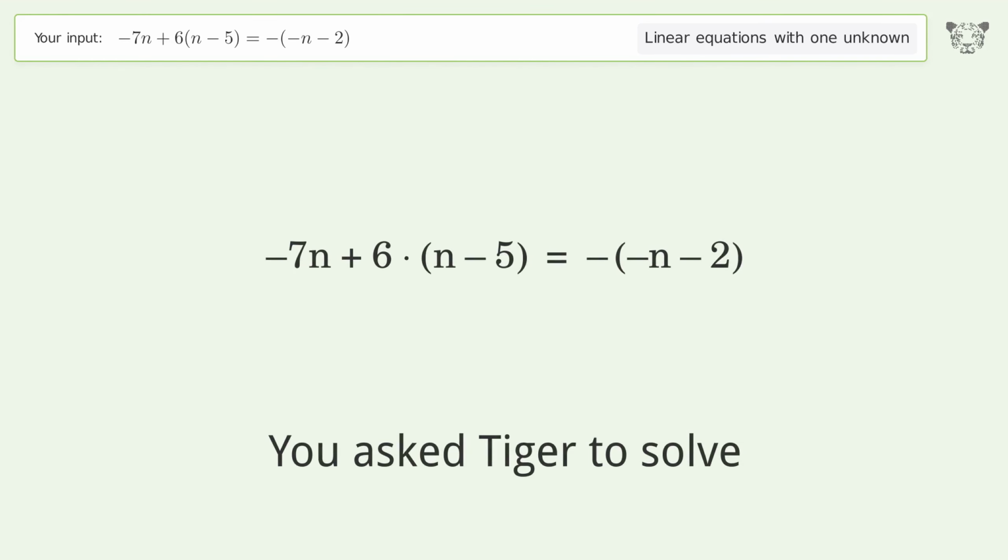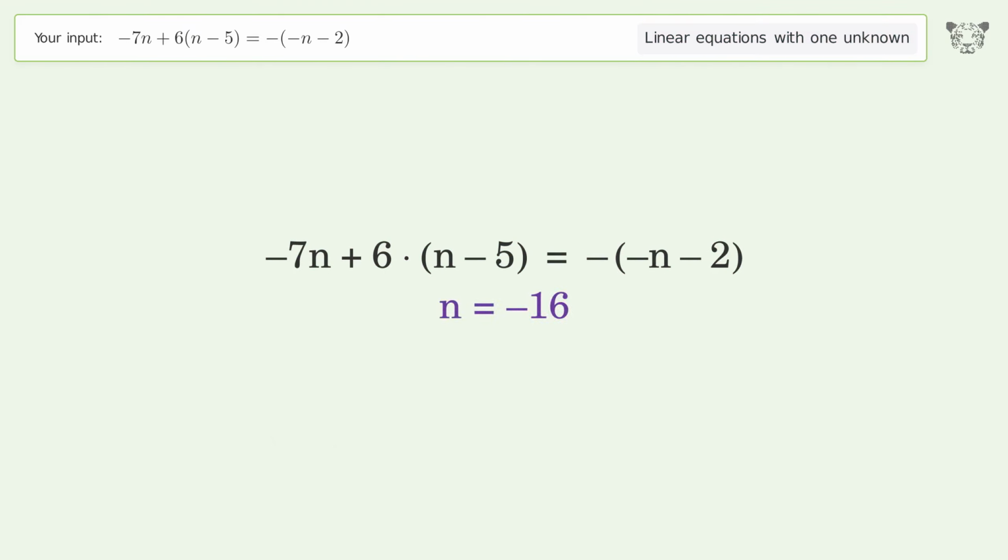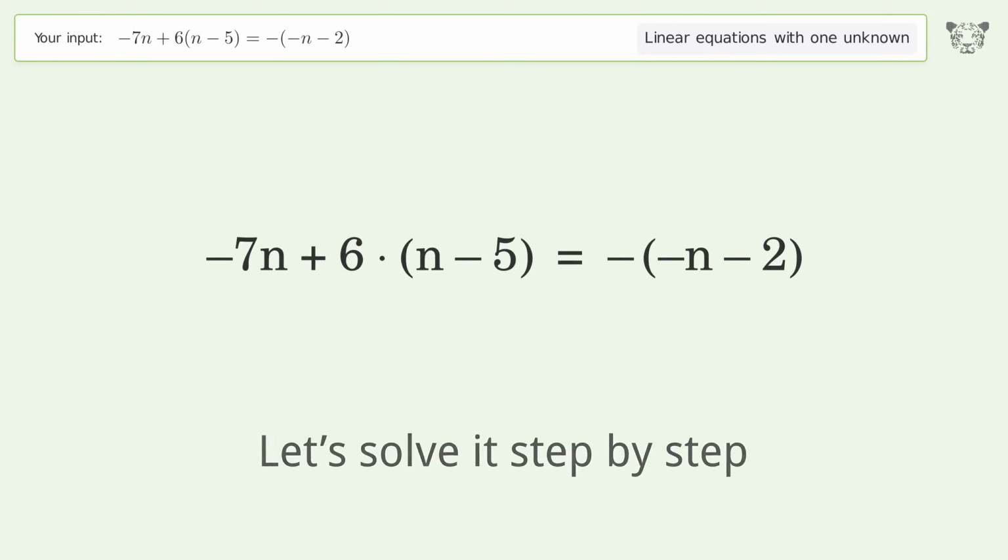You ask Tiger to solve. This deals with linear equations with one unknown. The final result is n equals -16. Let's solve it step by step.